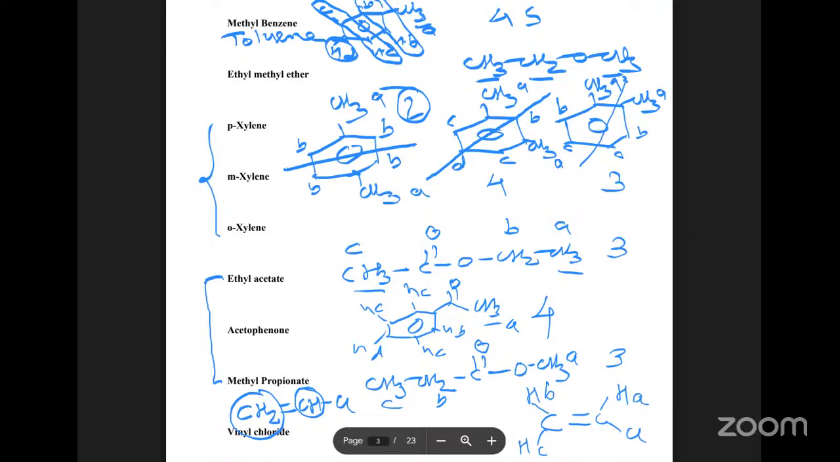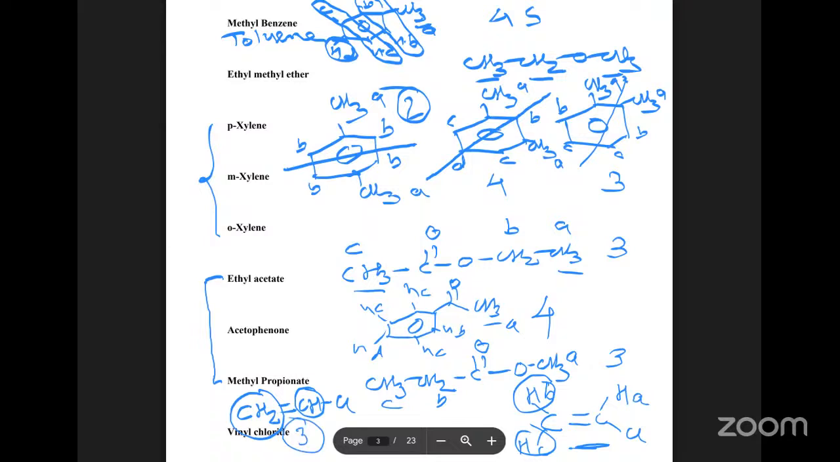Why is this CH2 different? Because this hydrogen is away from the Cl, and this is close to the Cl. That means this is cis to the Cl and this is trans to it. So that's why this and this are different protons. So altogether there will be 3 signals for vinyl chloride.